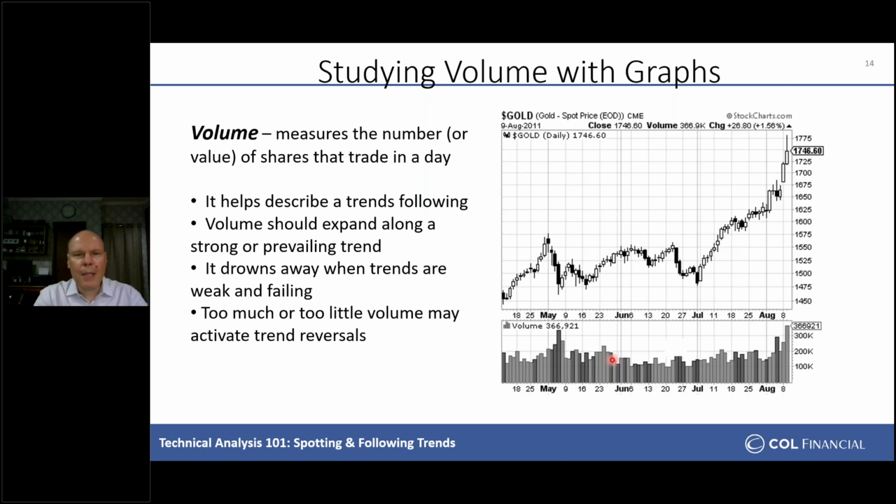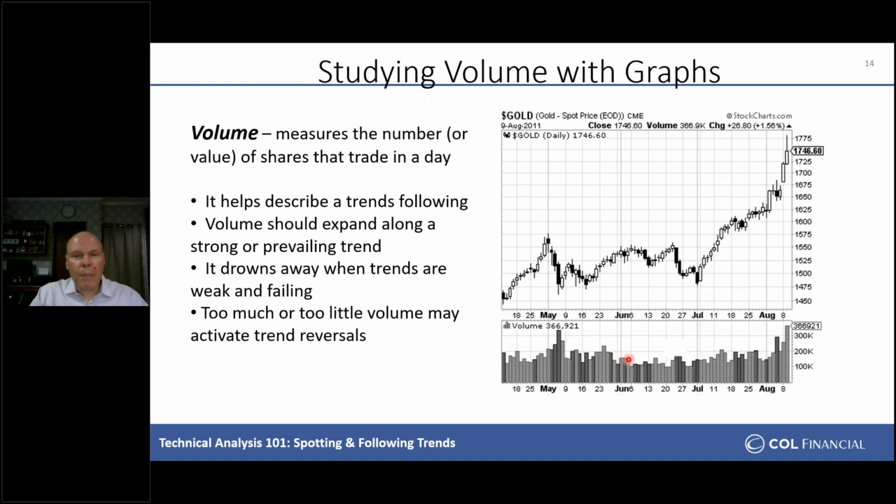It normally expands as the trend moves along, and it drowns away when the trend starts to weaken. But one thing I want to impart is, if ever volume spikes up by a tremendous amount out of the ordinary, or drops down by an extraordinary amount, then these areas could be telling you that a potential turnaround of the trend could be upcoming. So keep watch of that.